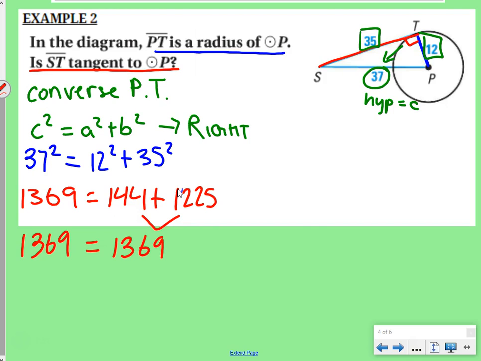1,369. So we can say this is a right triangle, which means that is a right angle, which means segment ST is tangent to circle P.